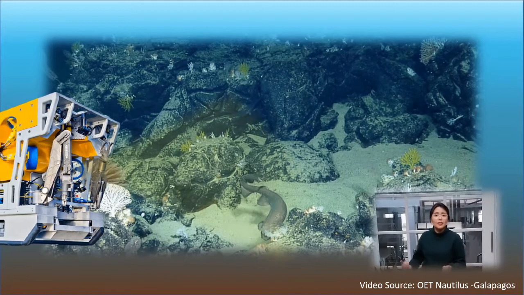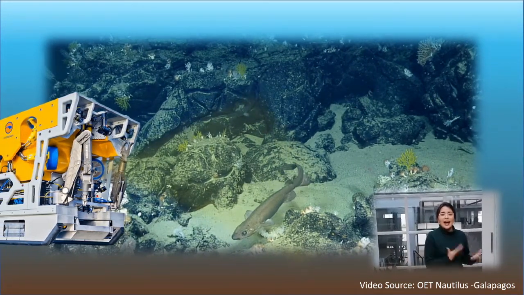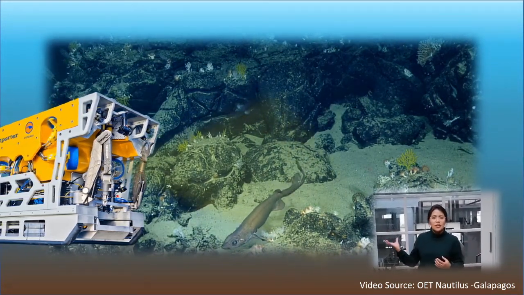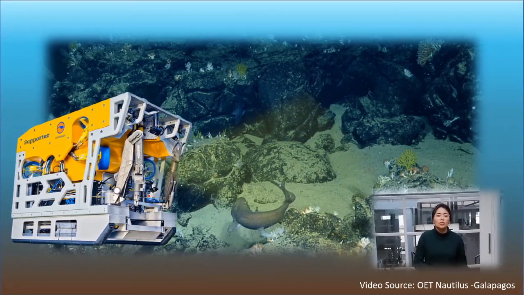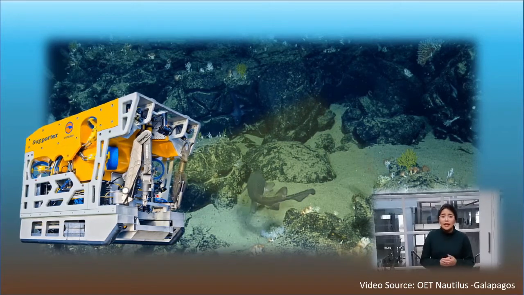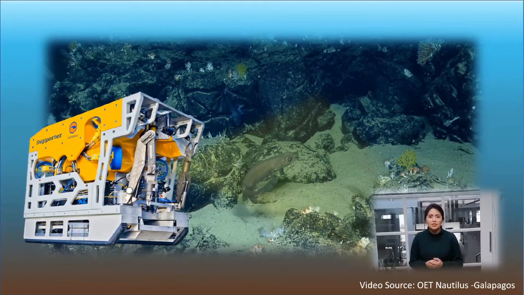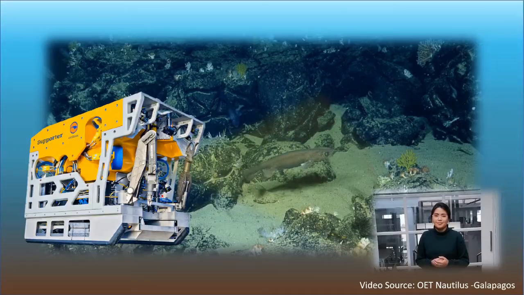ROVs, or remote operated vehicles, act as the eyes and hands of scientists controlling them from the research vessels. ROVs send environmental data and video to the surface in real time. The data collected by this device is helping us to understand the deep sea better.